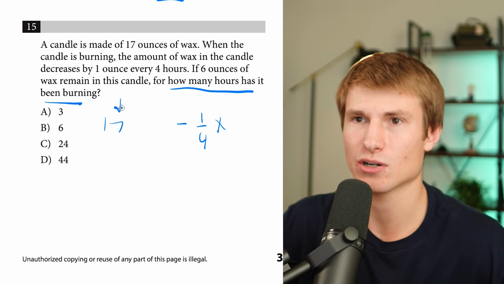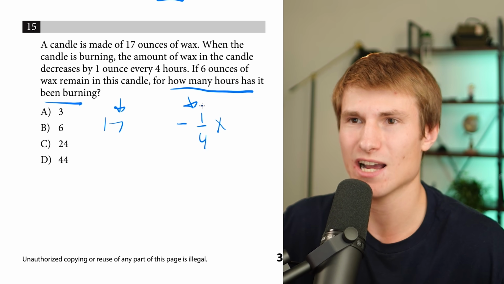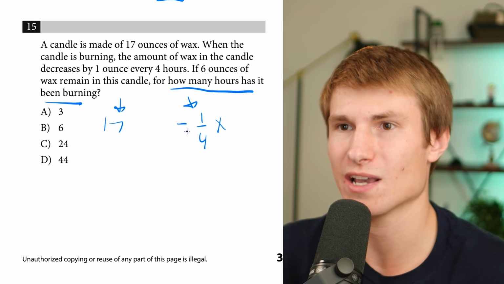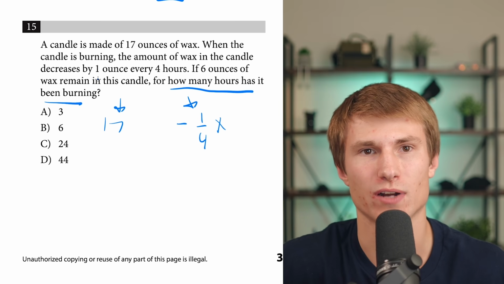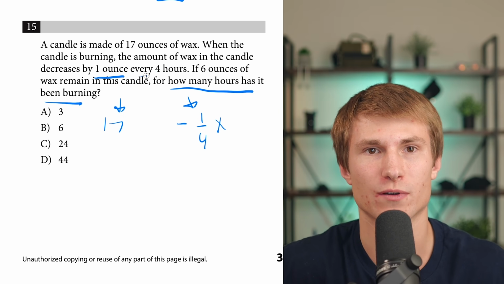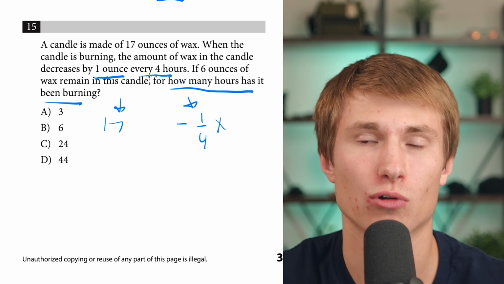So we know that we start out with 17 ounces. We know that we are going down by 1/4 ounce every hour. In this case, I'm having x represent hours. The way that I got this minus 1/4 x is by the fact that we're losing 1 ounce every 4 hours. That means every hour we are losing 1/4 of an ounce.